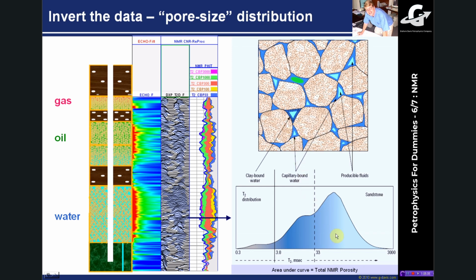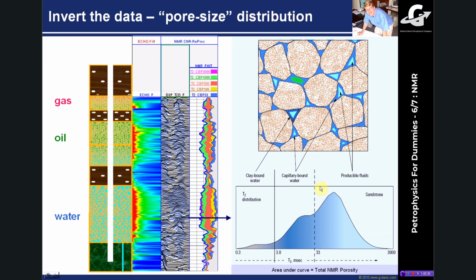Then you get out here into what's called the producible fluid, or the free fluid. That's this stuff here, right in the middle of the pore space. It takes a long time for the protons to return to their ground state. Nice big signal, big pore spaces. You can get fluids in and out of these things quite nicely, and we get oil and water. Both of those can be free. They both have similar hydrogen indexes, but that's the signal out here.